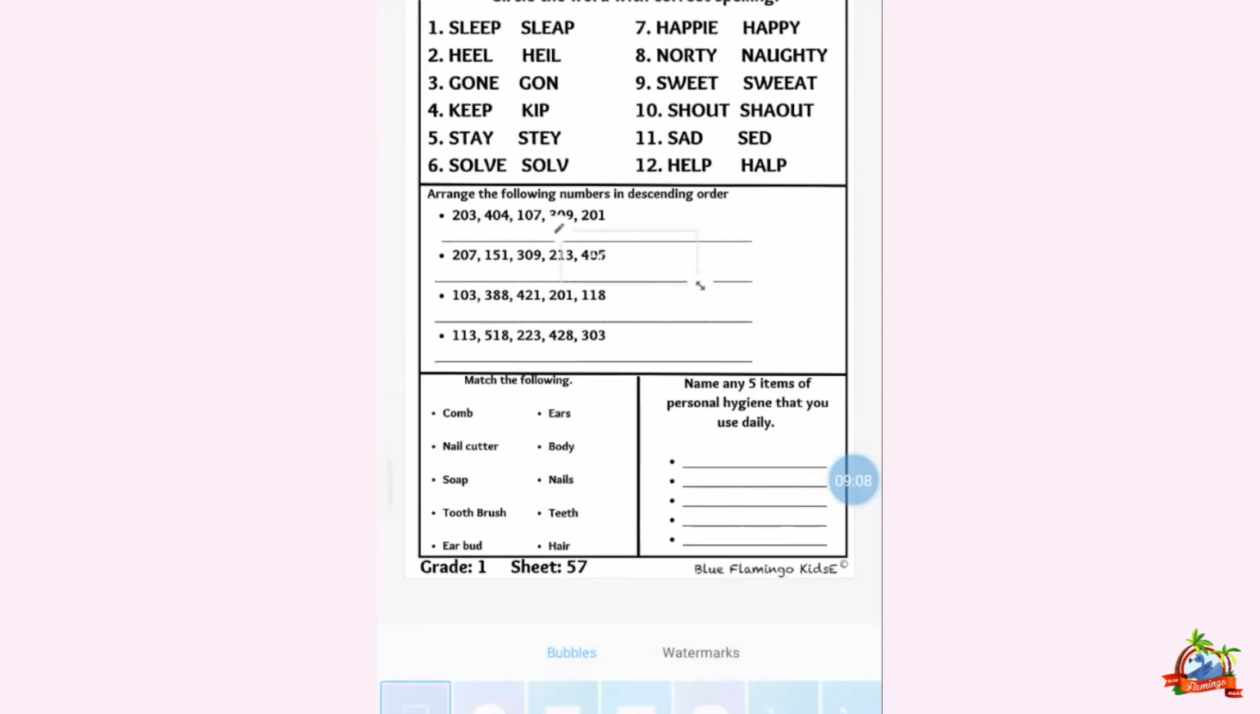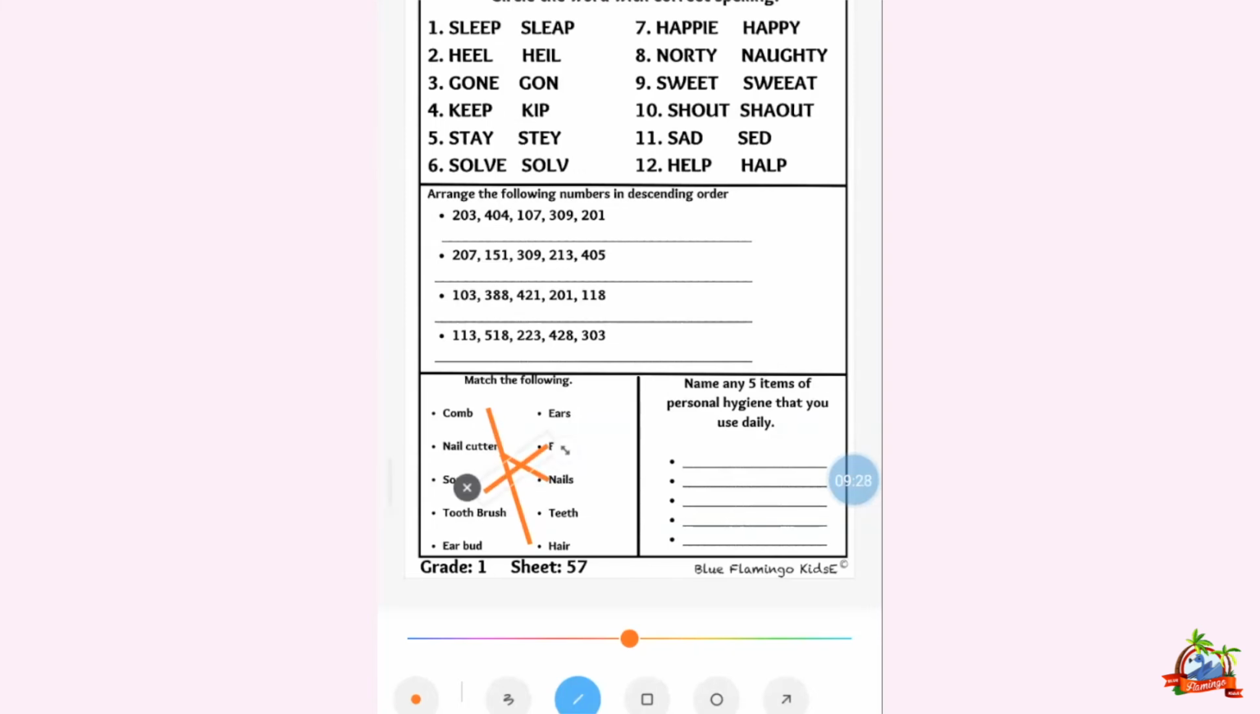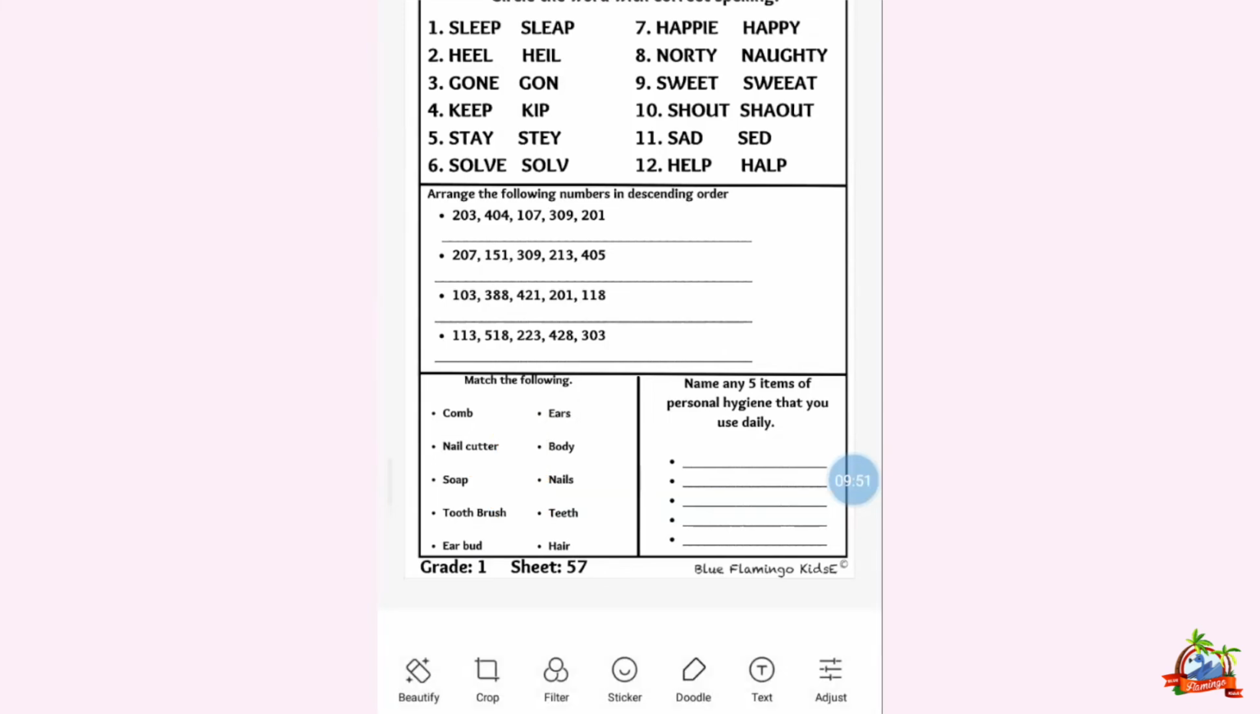Okay. See, comb for hairs, to comb our hairs, nail cutter to trim our nails, soap to clean our body, toothbrush to clean our teeth, and the earbud to clean our ears. सारा सेम कलर हो गया इसलिए थोड़ा कम पता चल रहा है. Okay. So in this way you have to match.